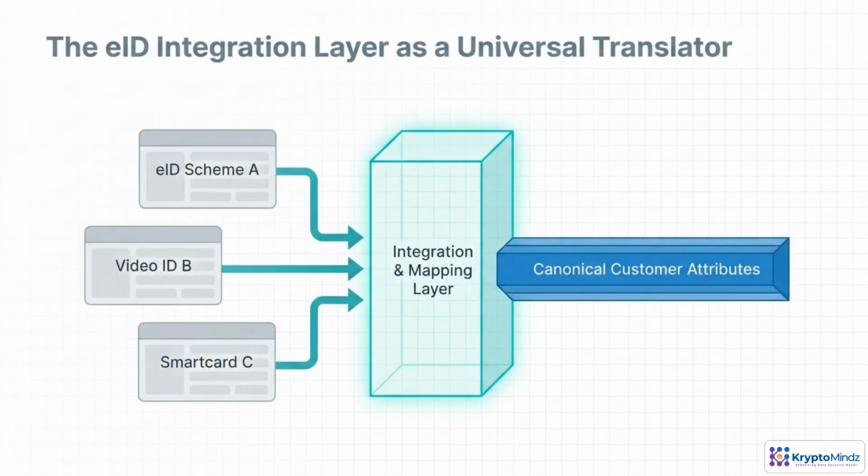You can think of the eID integration layer as a universal translator between identity providers and the bank. Each provider speaks its own data dialect for things like name, date of birth, and identifiers. The integration layer normalizes these into one canonical customer model that the rest of your systems understand. That's what keeps your onboarding flow stable when you add, replace, or reconfigure identity-proofing vendors or national eID schemes over time.